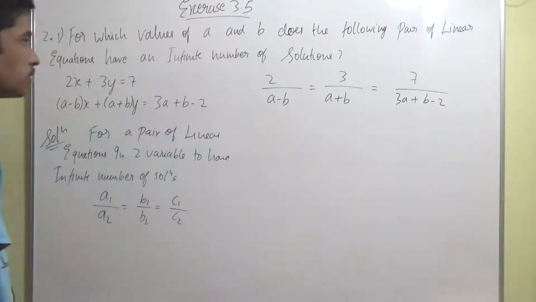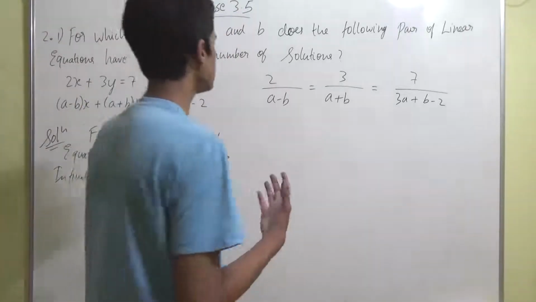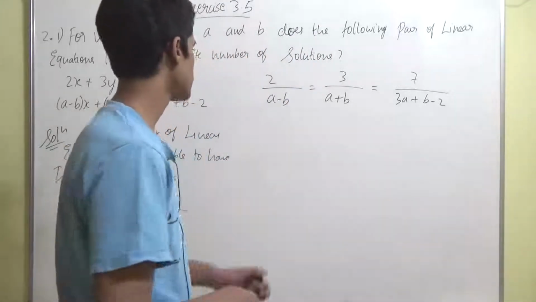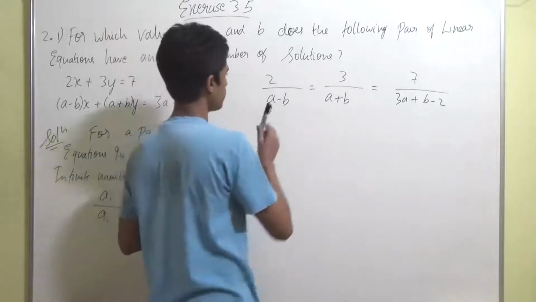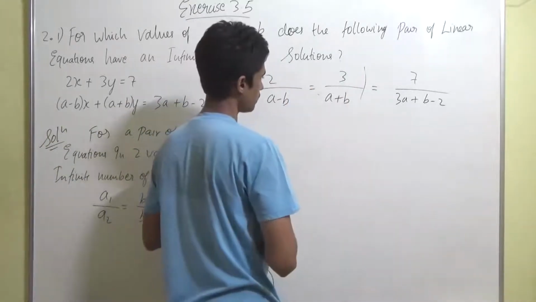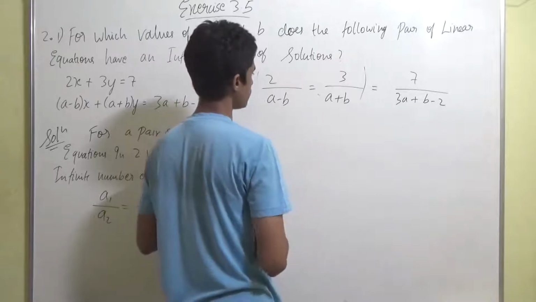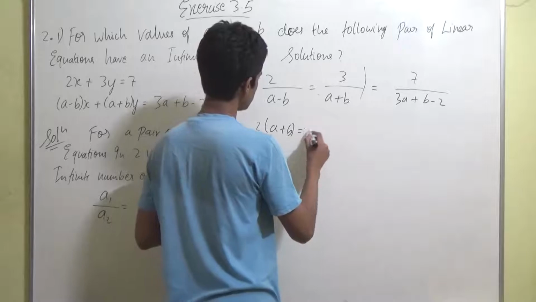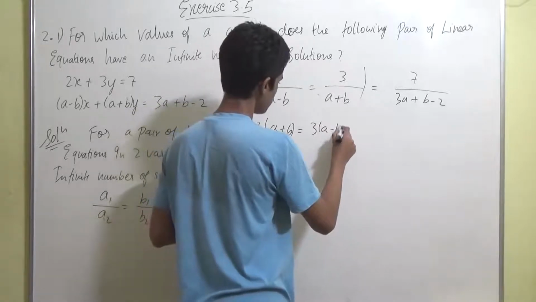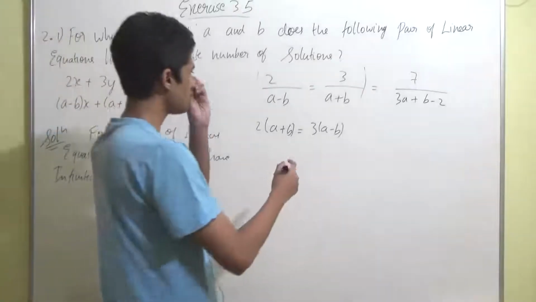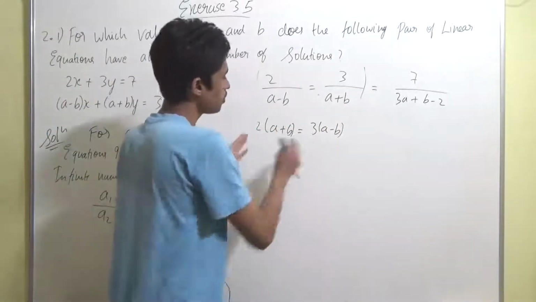How shall we do? I'm thinking of a step from which we'll get it easily, right? Let's do one thing, guys. Let's equate these two first. Okay, we are going to equate these two first. You'll do cross multiplication, right? If you do cross multiplication, what happens? It's going to happen like 2 into A plus B is equal to 3 into A minus B. That's it, right?